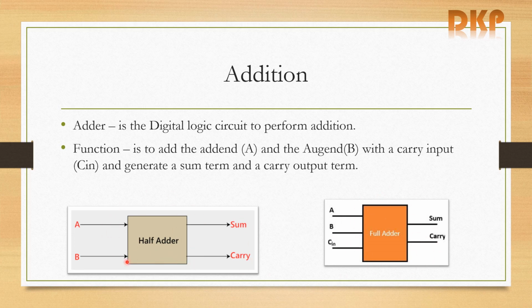In this half adder, two inputs are given, A and B, and the half adder generates two outputs, sum and carry. In full adder, three inputs are given, that is addend, augend and a carry input, and the full adder generates two outputs, that is sum and carry.